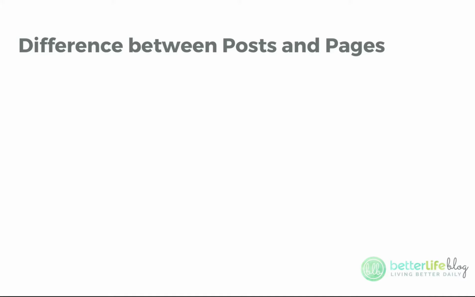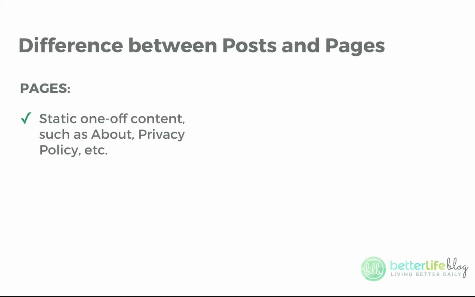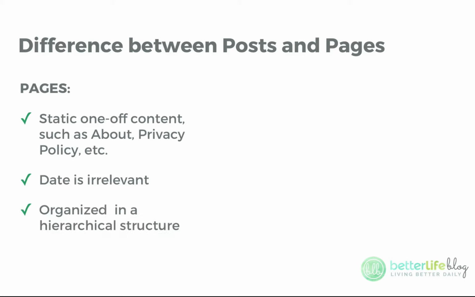Okay, so I just want to go over the differences real quick between posts and pages because they can get a little confusing. So pages are generally static one-off content. Examples of this would be an About Us page, a privacy policy page, things of that nature. For pages, the date doesn't matter. It's not listed on the page. Also, it's organized in a hierarchical structure, meaning a page can have a parent page or a child page, so they can be nested within each other, and I'll show you what I mean in just a little bit.